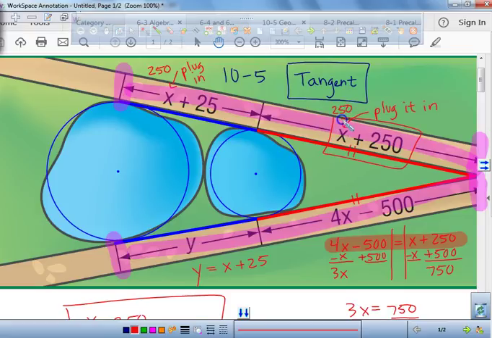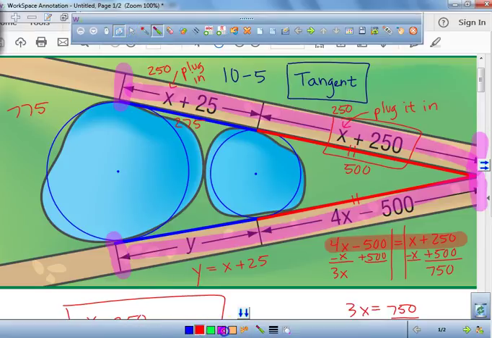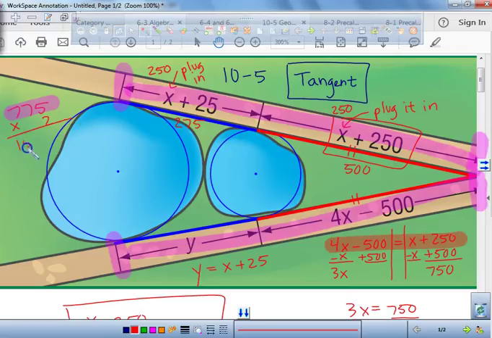Now, what does that make this right here? That makes that a 500. And what does that make this right here? Yeah, that's a 275. So if I add, I get 775. Yeah. 775 represents one side of the path. But you have to multiply it by 2. And then you get a what? 1,550.